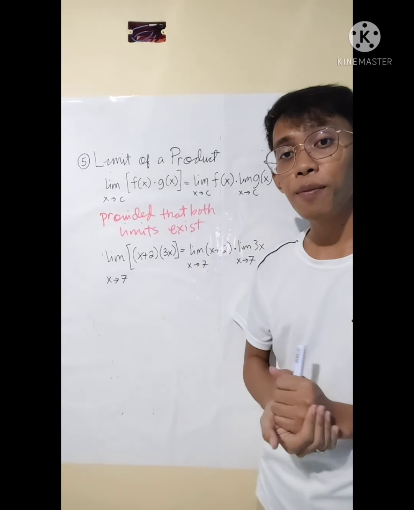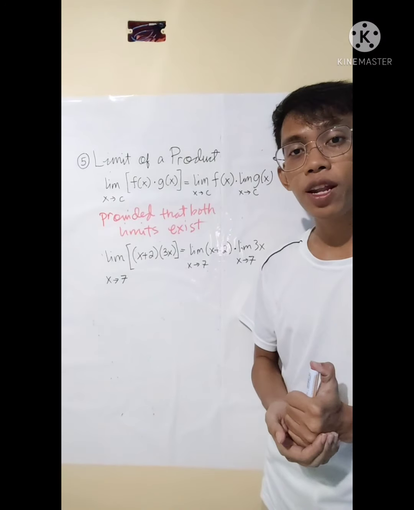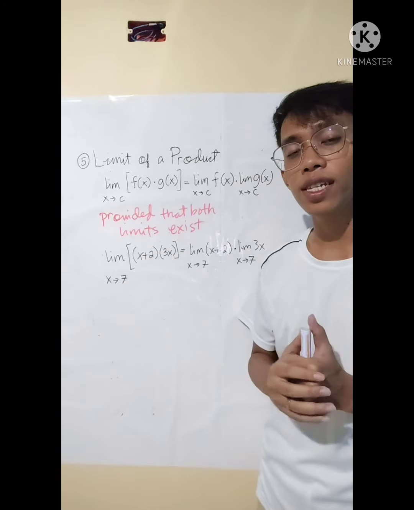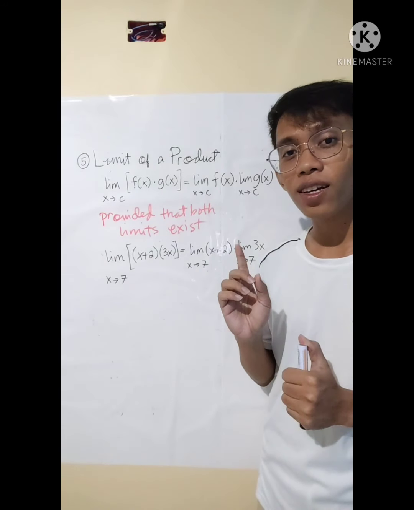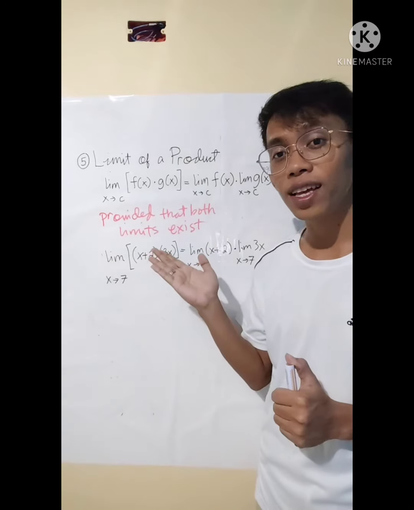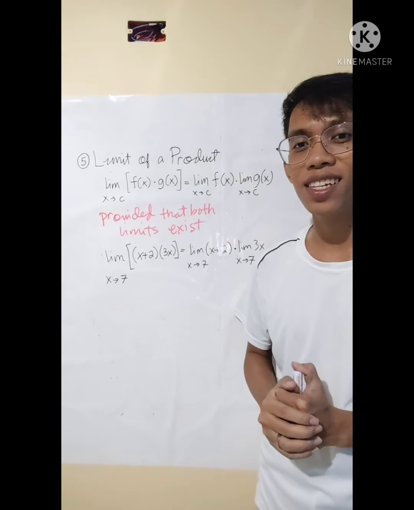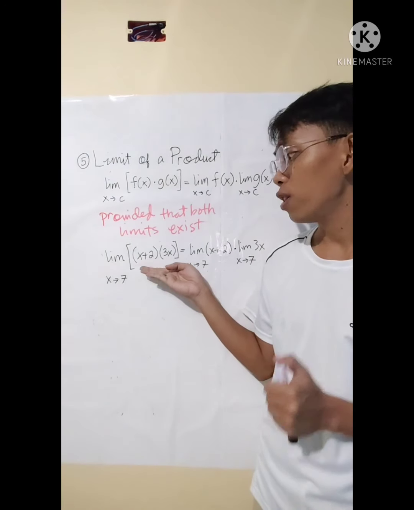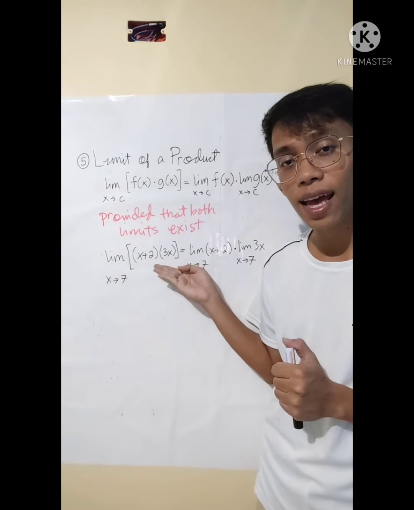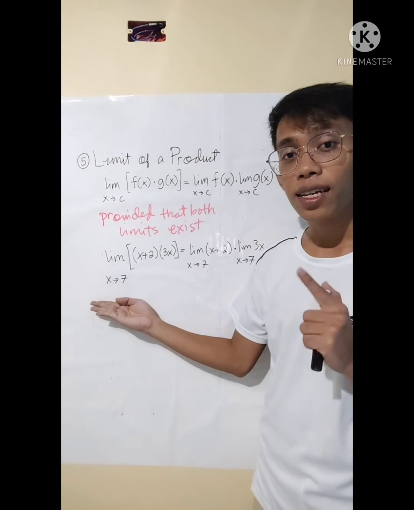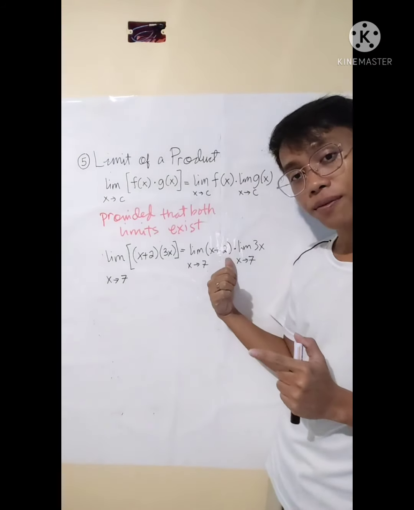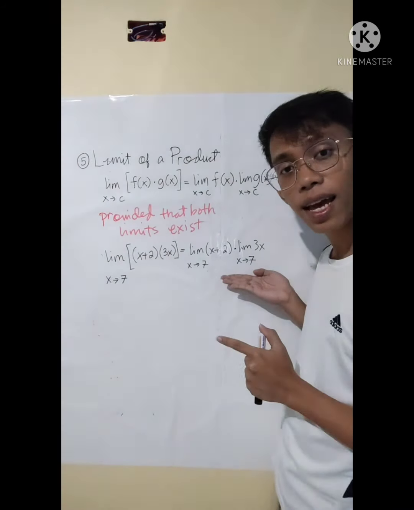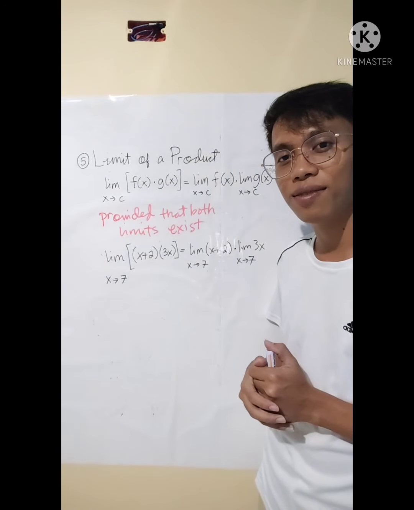Number 5, the limit of a product. Sinasabi naman nito na ang limit daw ng product ng dalawang functions as x approaches c ay equal daw sa product ng individual limits, provided again that the limits both exist. So, let's say we have the limit of the product of the quantity x plus 2 and 3x as x approaches 7. Equal daw yan sa product ng limit ni x plus 2 as x approaches 7 and limit ni 3x as x approaches 7.